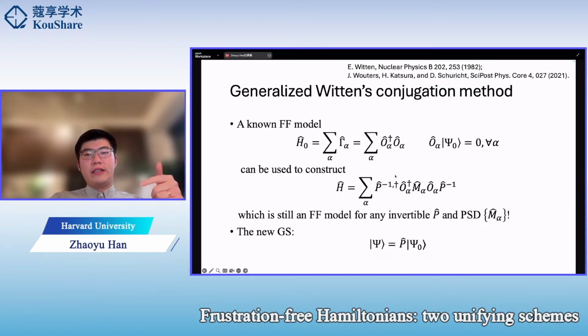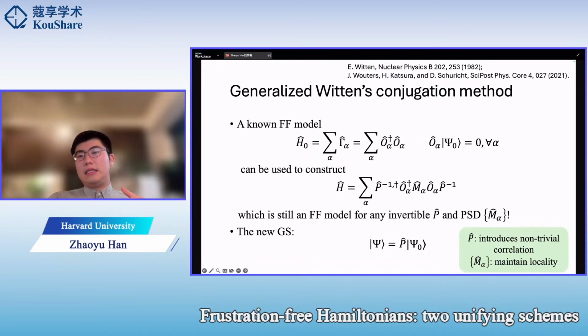And for each term, we can further insert a positive semi-definite operator M alpha between O alpha and O alpha dagger. And it's crucial to note that M alpha do not need to be the same for different alphas. By this construction, it's easy to see that the new Hamiltonian is still Hermitian and positive semi-definite, and is still frustration-free. The last point is because we can construct the new ground state psi to be simply P times psi naught, and you can verify that every term in the new Hamiltonian annihilates this state. So this approach may allow us to construct meaningful frustration-free Hamiltonians by properly choosing P and M alpha. Specifically, P will be responsible for introducing the non-trivial correlations that you want into the ground state, whereas the M alpha should be chosen to maintain the locality of the resulting Hamiltonian.